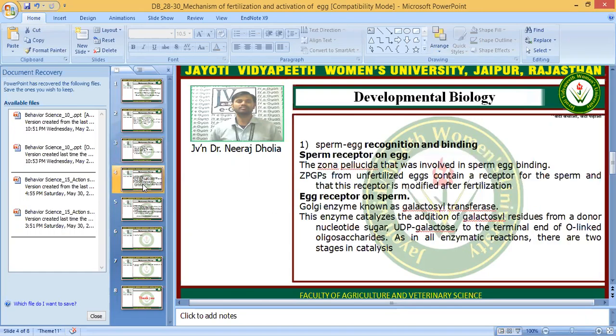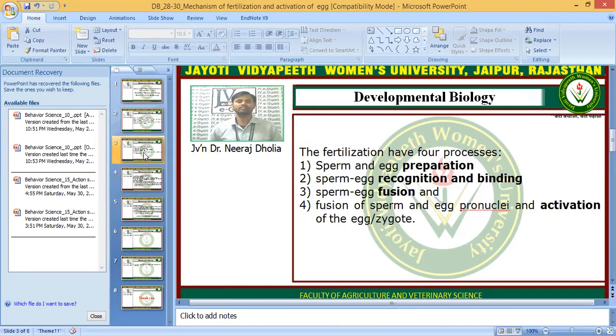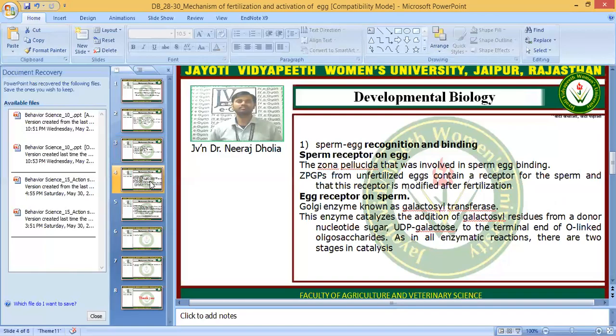The first step is the production and preparation of the sperm and egg. We have already taken individual lectures on the production of sperm and eggs, spermatogenesis and oogenesis. Various phases are there: the multiplication phase, growth phase, and maturation phase, through which the male and female gametes are produced.